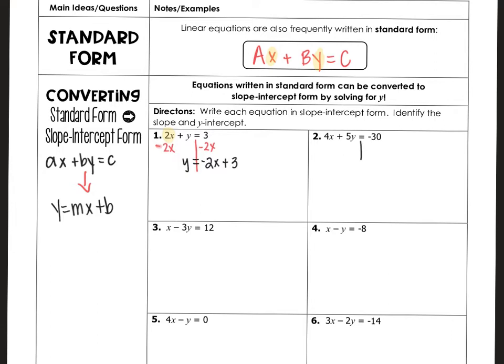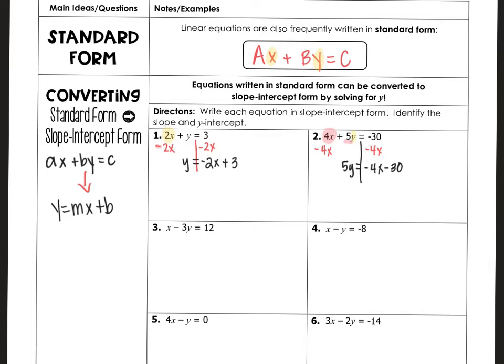Number 2, so x and y are on the same side of the equal sign, so that is in standard form, and we need to get y by itself. So we want to keep the y here, and we want to move everything else on that same side with it. So 5 is attached to y. That's the last thing we want to move. So first we're going to want to move this positive 4x. To get rid of a positive 4x, we're going to subtract 4x from both sides. I am left with 5y equals negative 4x minus 30.